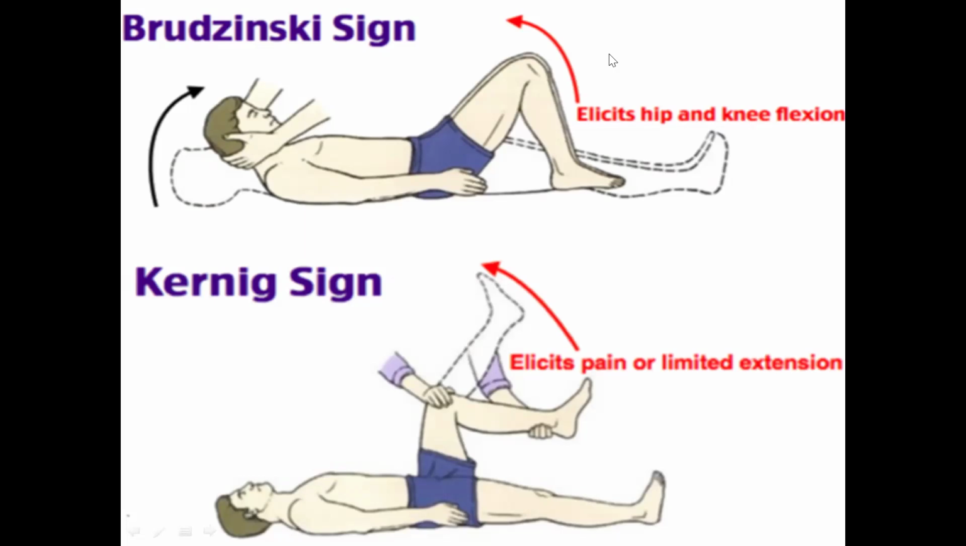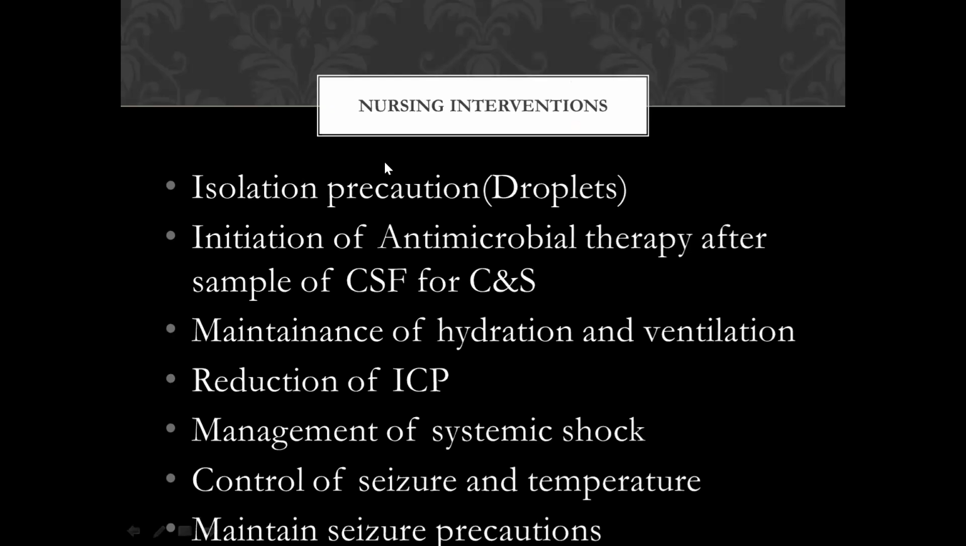Then the Brudzinski sign: the patient is still lying down flat. Now raise the head of the patient. Immediately you raise the head, the patient will respond by flexing their hip and knee. That is a positive Brudzinski sign. So those two signs are enough for you as nurses to suspect that your patient is having what? Meningitis. Now let's go to nursing intervention.